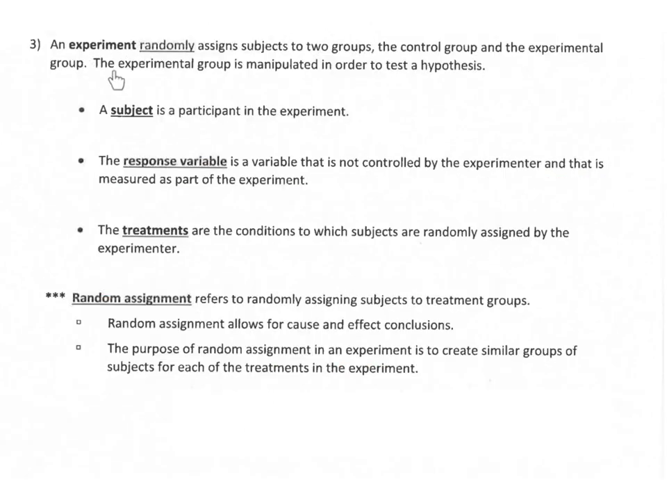All right, so we already talked about what this says, but this just talks about some keywords with an experiment. A subject is a participant in the experiment. So you can just underline the word participant. A subject is a participant. The response variable is the variable that's not controlled by the experimenter and that is measured as part of the experiment. So basically the response variable is what they're trying to measure by doing the experiment. And then the treatments are the conditions to which the subjects are randomly assigned.